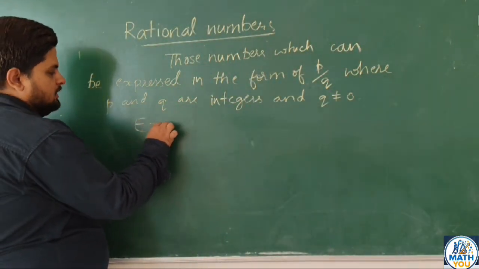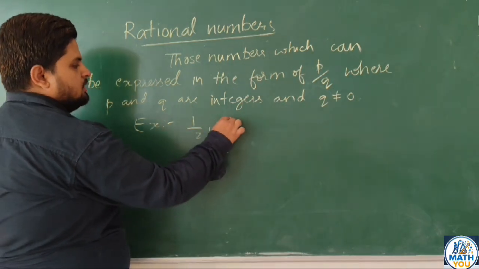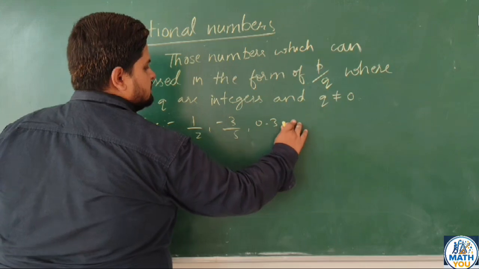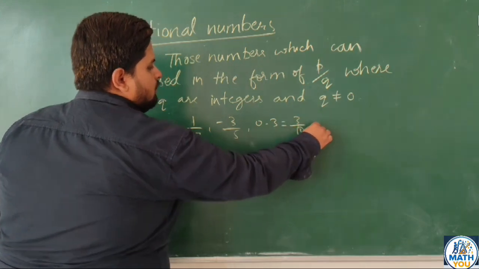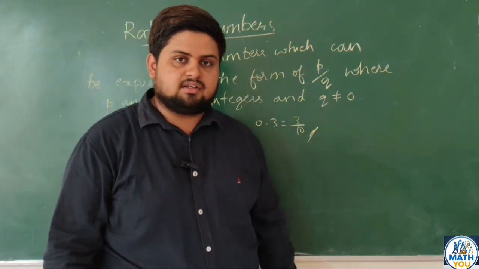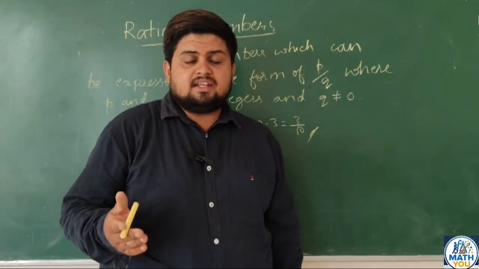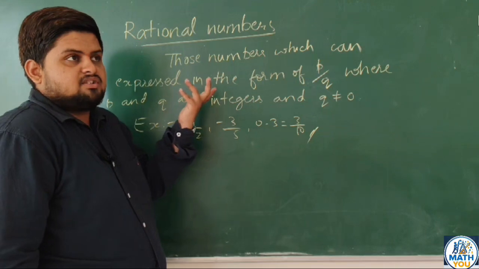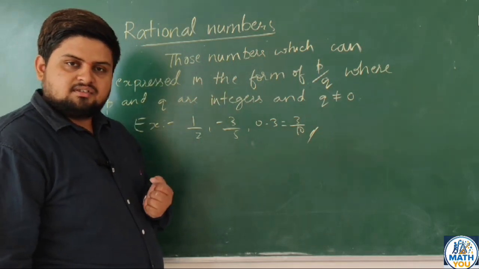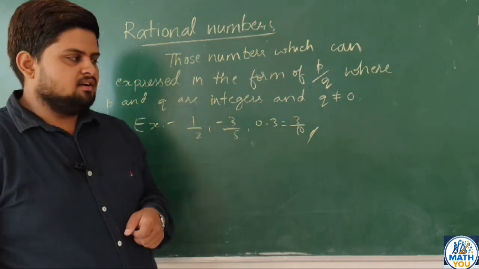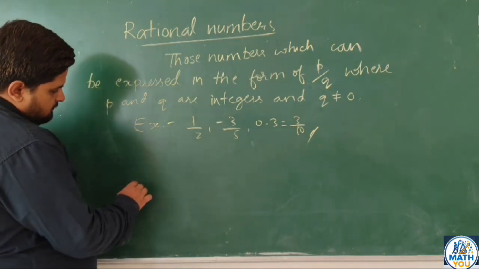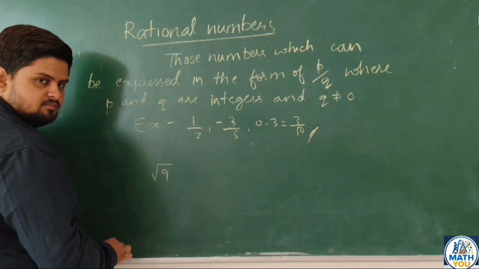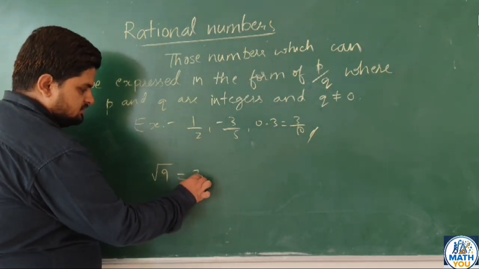For example, 1 by 2, minus 3 by 5, 0.3, because it can be written as 3 by 10. All these are rational numbers. Then, do there exist numbers which are not rational? Are there any numbers which do not belong to the rational numbers? Yes, there exist. For example, let me take a number 9. What is the square root of 9? Square root of 9 is 3.